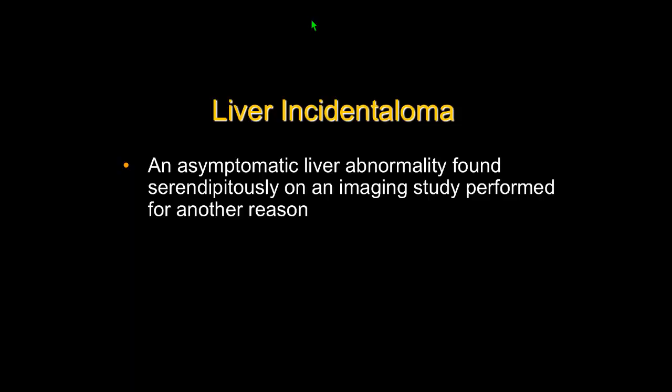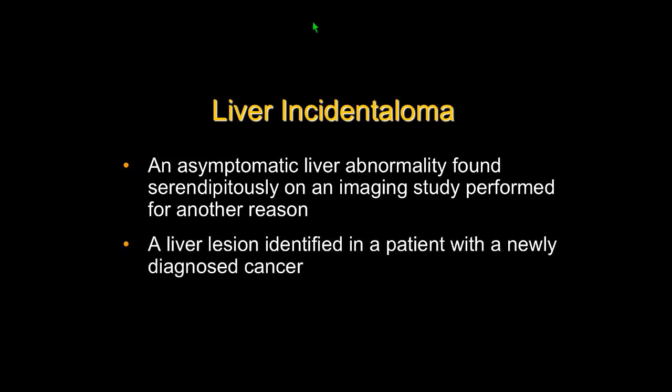We can define a liver incidentaloma as an asymptomatic liver abnormality found serendipitously on an imaging examination that was performed for another reason. And that's the way it's normally defined. I would like to define another type of incidentaloma which pertains particularly to the cancer population, and that is a liver lesion that we identify in a patient with a newly diagnosed cancer.